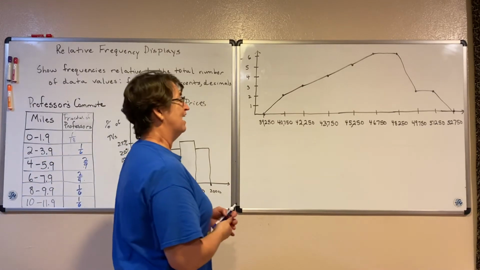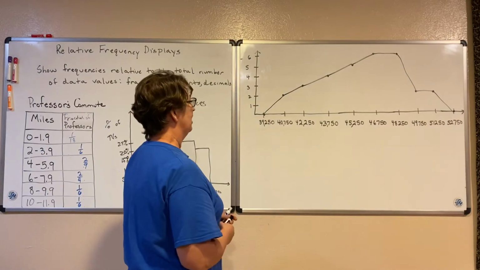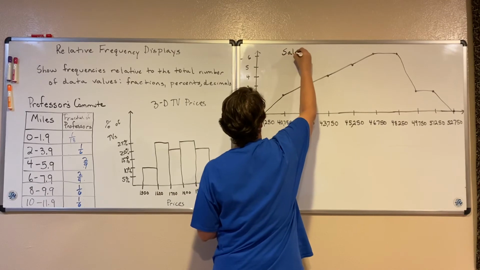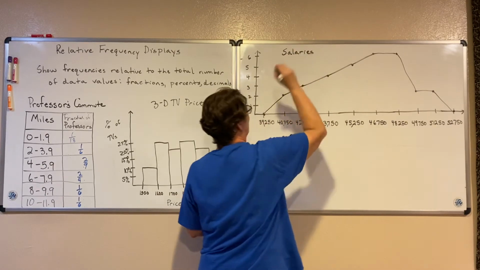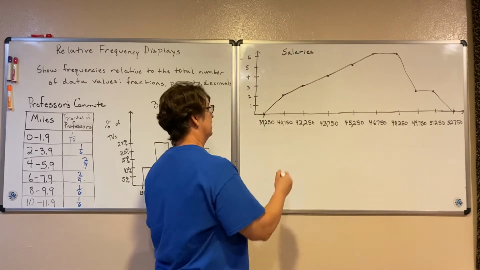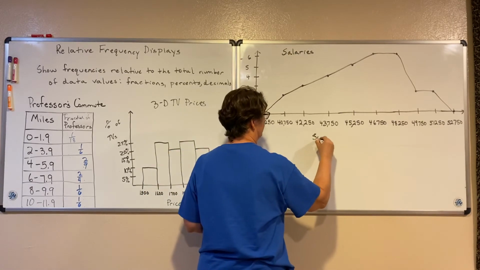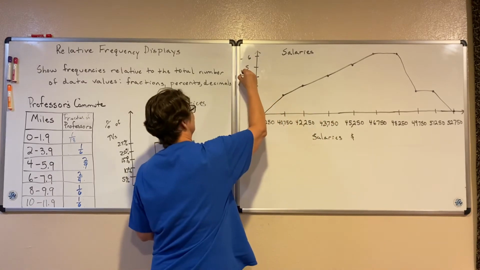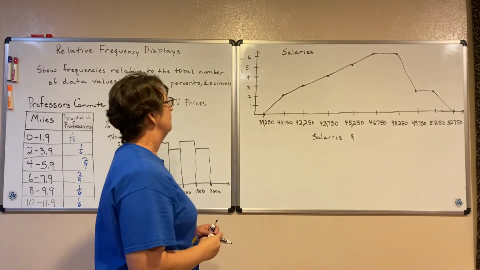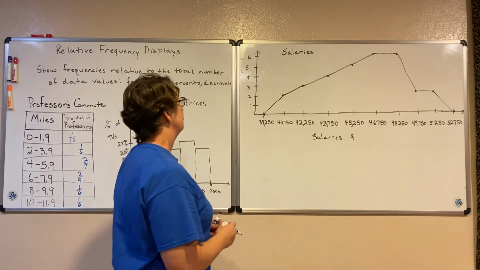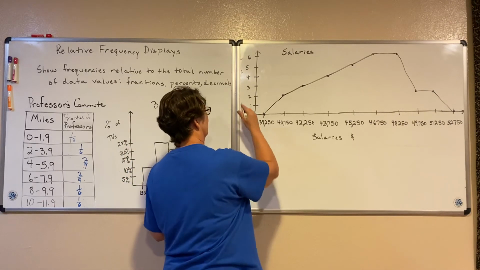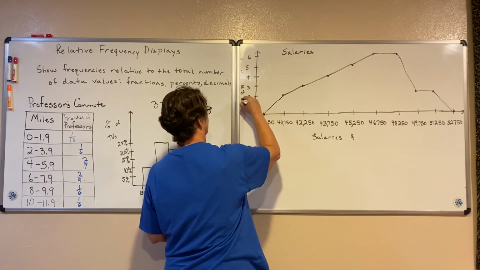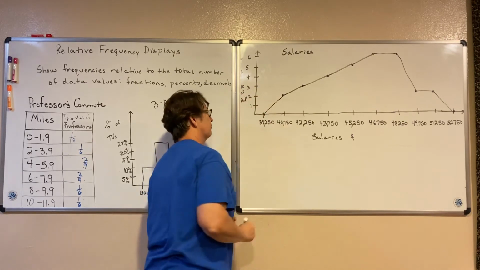Last but not least, I have my frequency polygon. This frequency polygon is missing its title. All displays should have titles, and then we should have labels in each of those places. So whoever made this frequency polygon didn't add those things in there. So here we have the frequency or the number of accountants. Same number of people there.